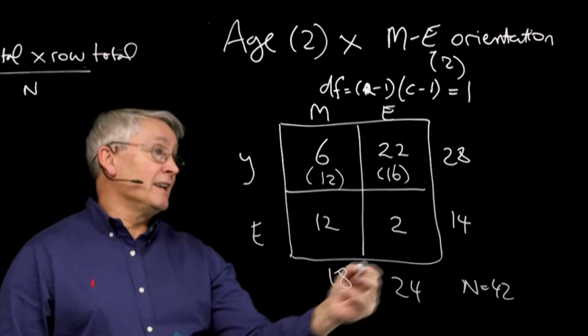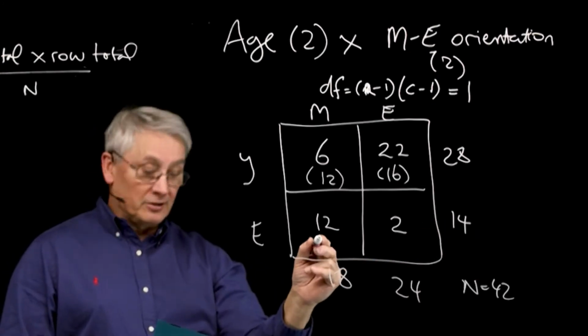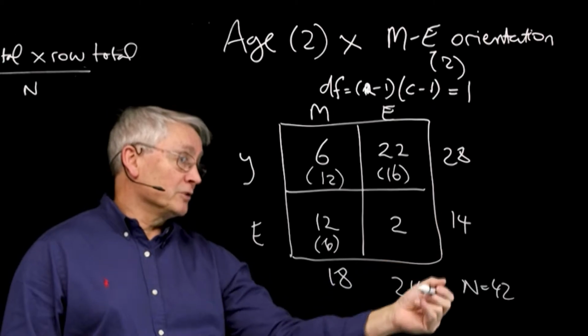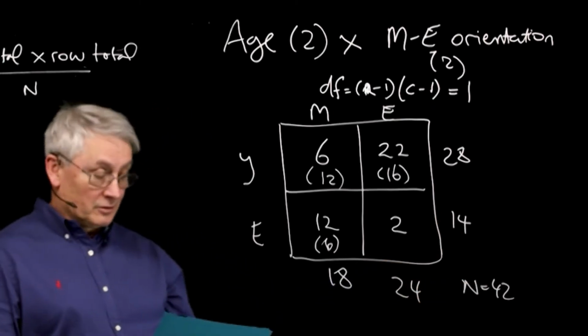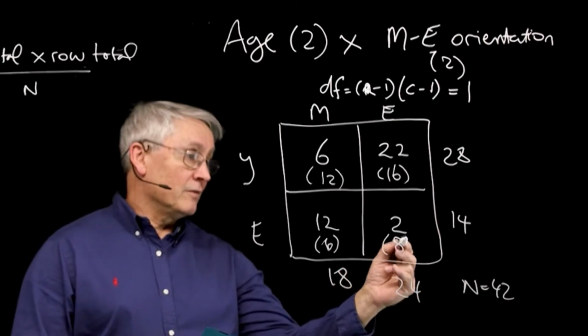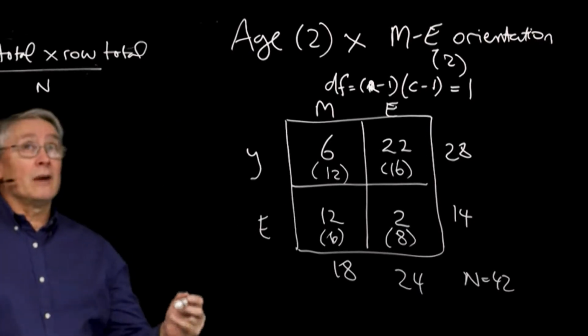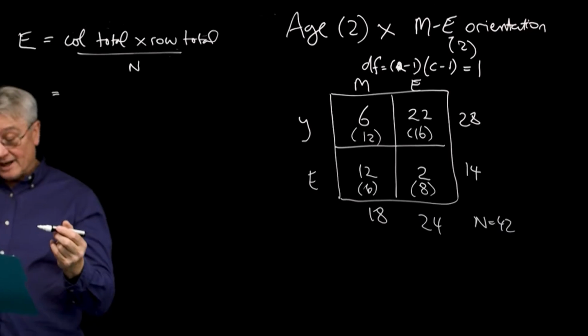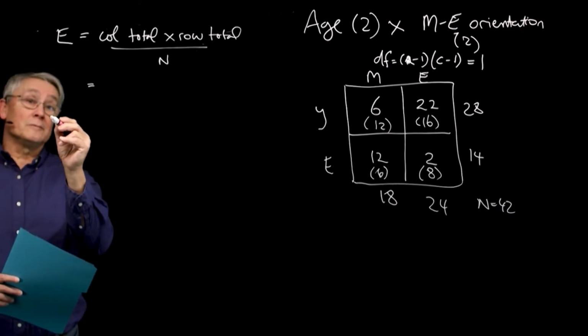We do the same here. 18 times 14 divided by 42 gives us a value of 6. And we do the same here. 24 times 14 divided by 42 gives us a value of 8. So now we've calculated the expected frequencies, we've calculated the observed frequencies. We can actually now put that into our chi-square formula.